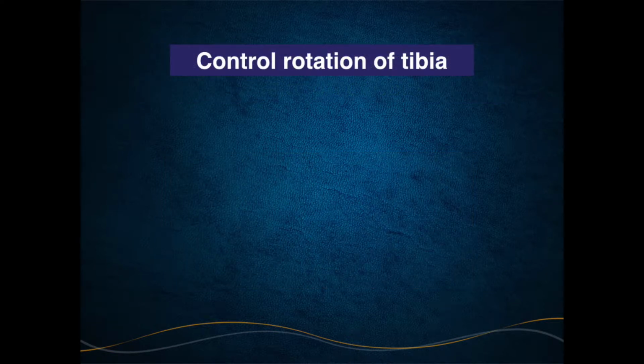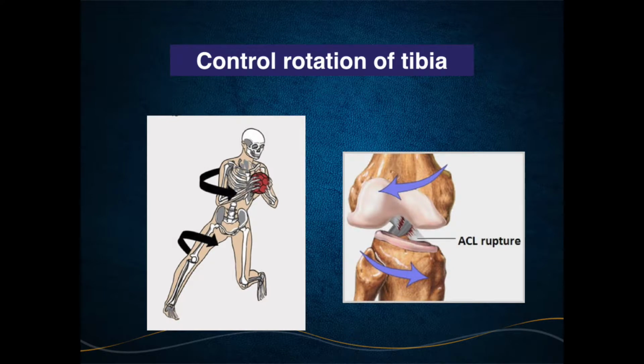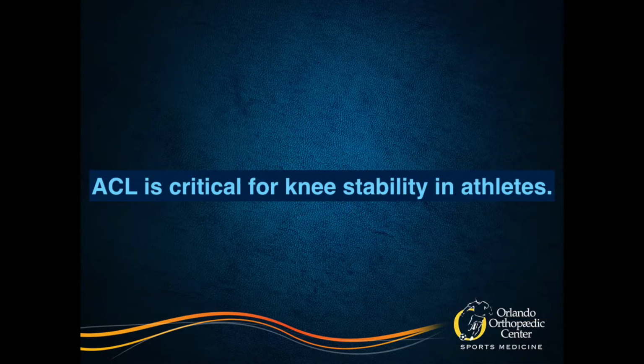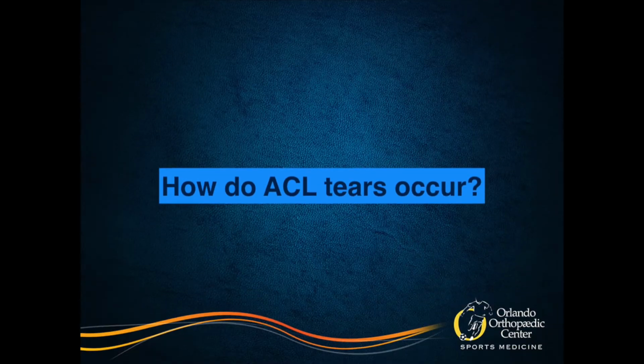And then, maybe more importantly, it controls rotation of the tibia with turning and twisting type motions, which are really so common in sports. So the ACL is critical for knee stability in athletes. It's necessary for the pivoting and cutting rotational motions.